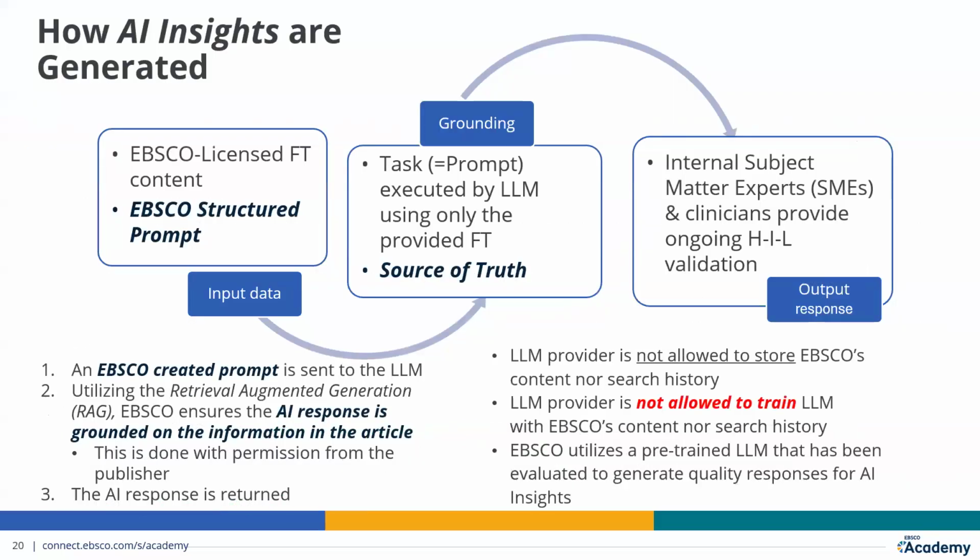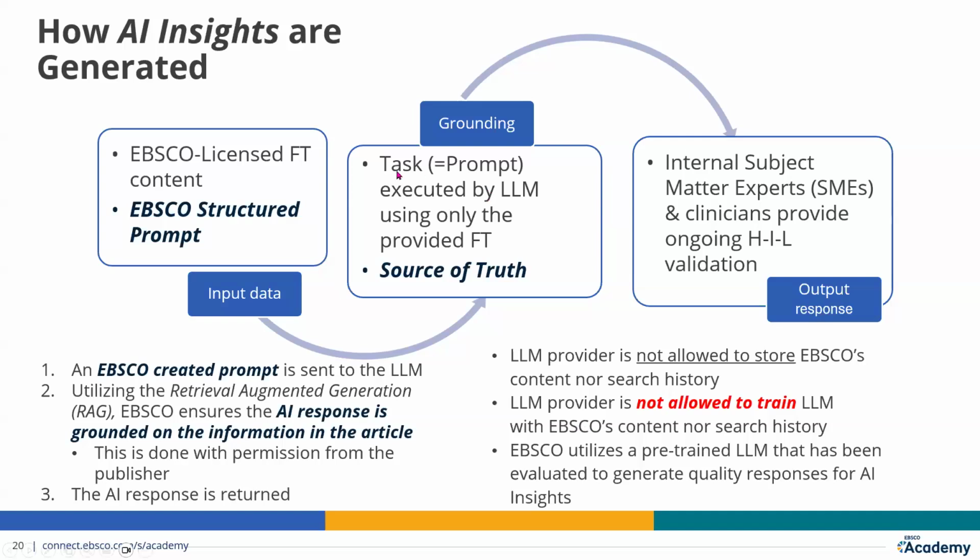In terms of how our AI insights are generated, basically we have EBSCO licensed full text content that works with a structured prompt. And it's really important to remember this part. Our AI insights are grounded in the full text, the licensed full text. So the publisher gives us permission to do this. Sometimes you might see an error saying there's no AI generation for this particular record. It could be that the publisher has opted out, right? So there are some caveats around that.